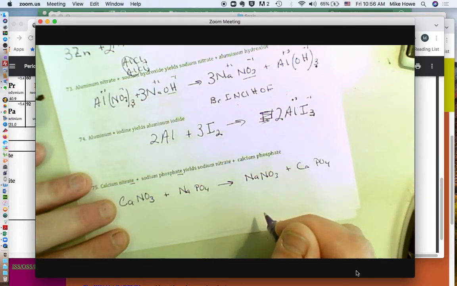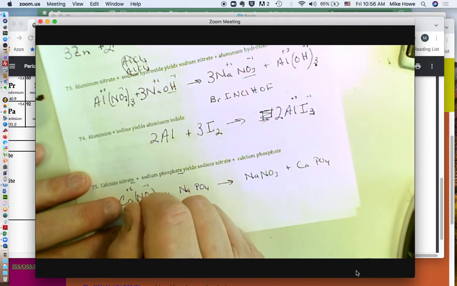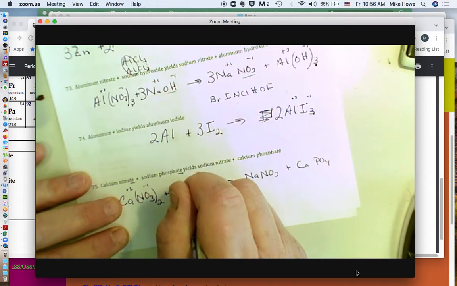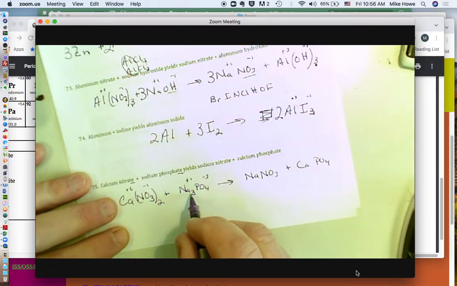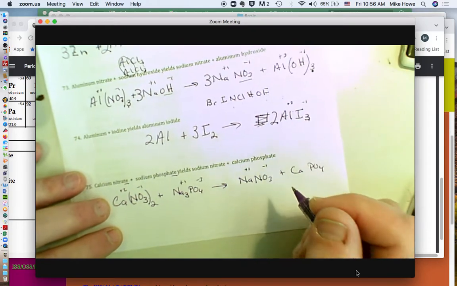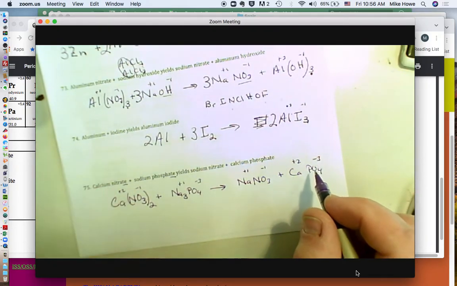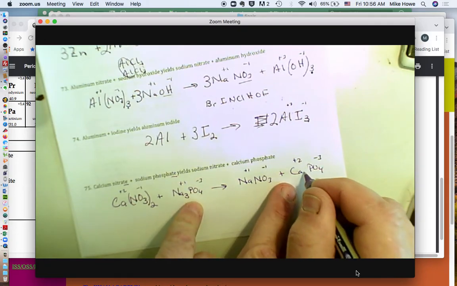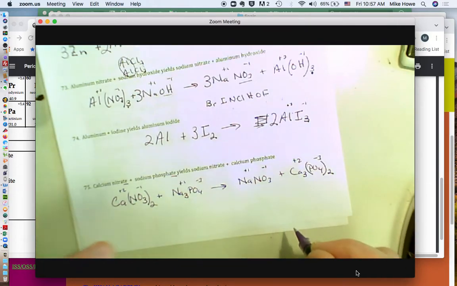There's my symbols. Now I'll do formulas. This is plus 2, that's minus 1, so I'm going to have parentheses and a 2. Plus 1 minus 3, so I need to have 3 sodiums. No parentheses, though, because this is not a polyatomic ion. Plus 1 minus 1, so that's fine. Plus 2 minus 3, not fine, got to fix it. Common multiple 6, so I'd have 3 of these and 2 of those, but they have to be in parentheses because it is a polyatomic ion.